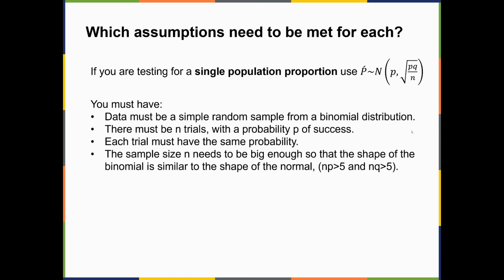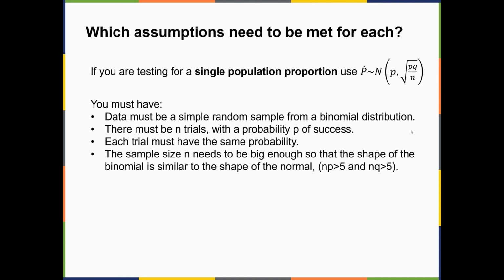Finally, if you're testing a single population proportion, so like what percent of the population has this feature or that feature, you're going to use a normal distribution. You need to have the data from a simple random sample, but the underlying distribution this time needs to be binomial, all right? So there must be n trials of this with a probability of success as p. Each trial must be exactly the same, have the same probability.